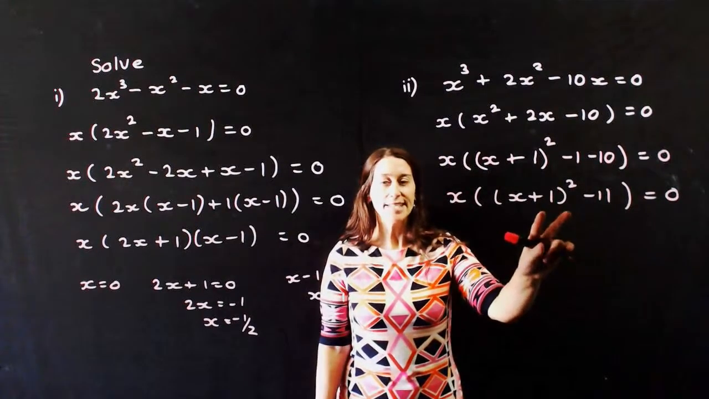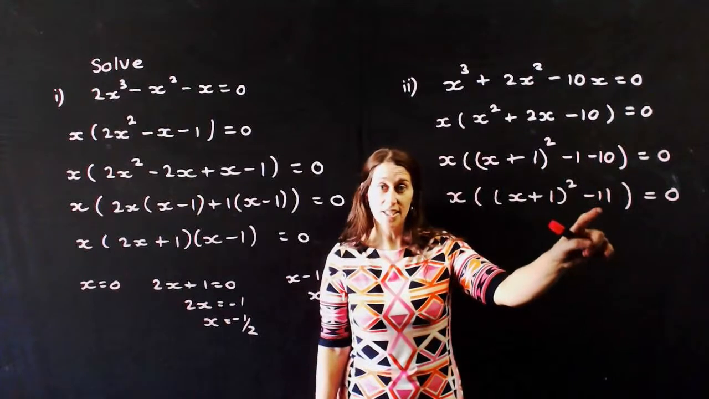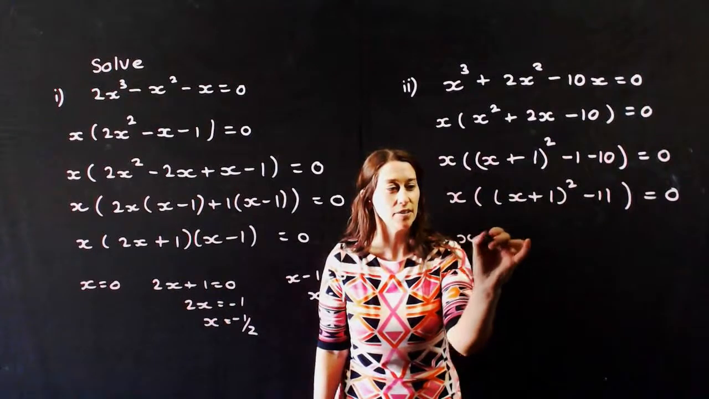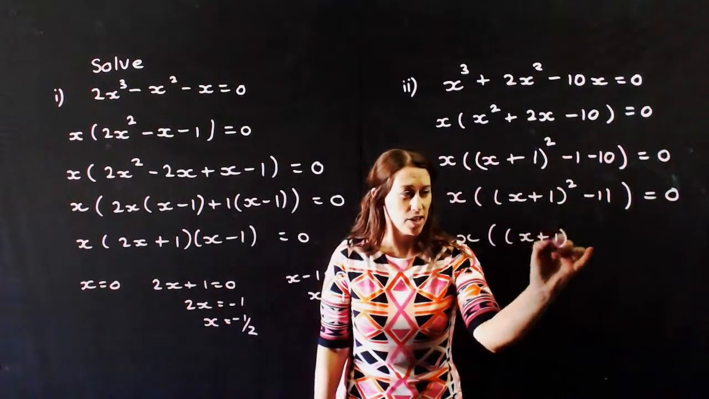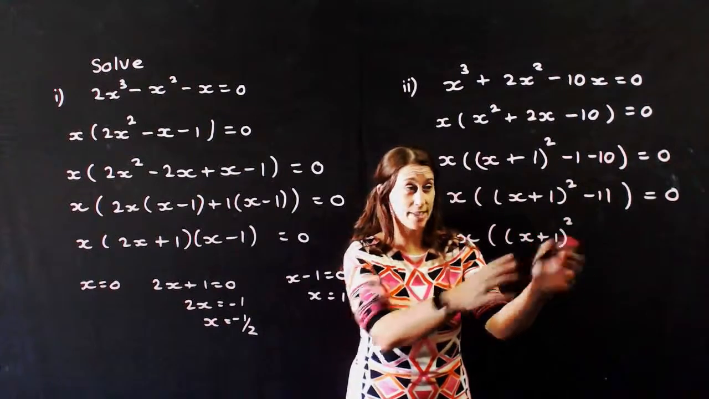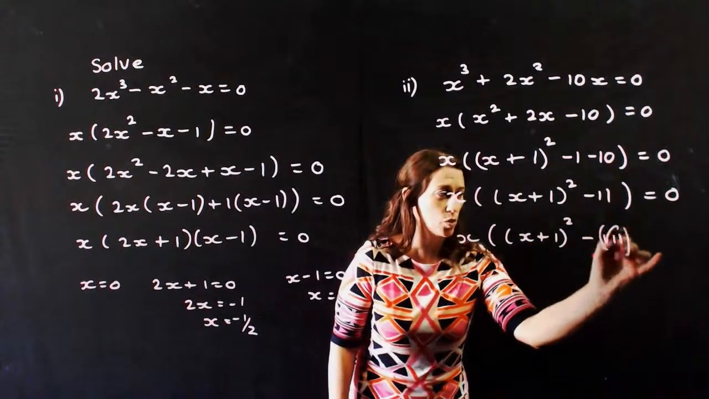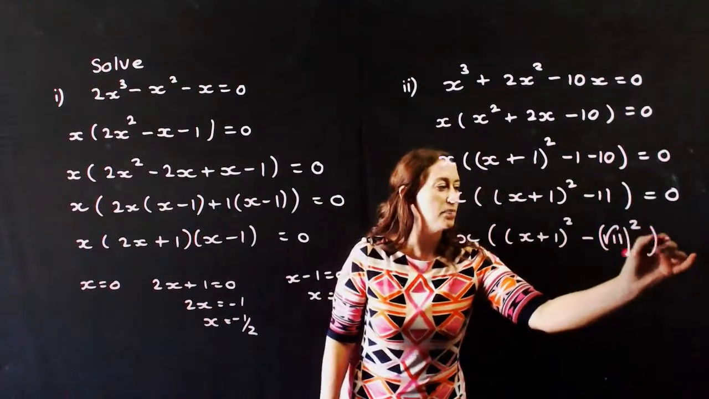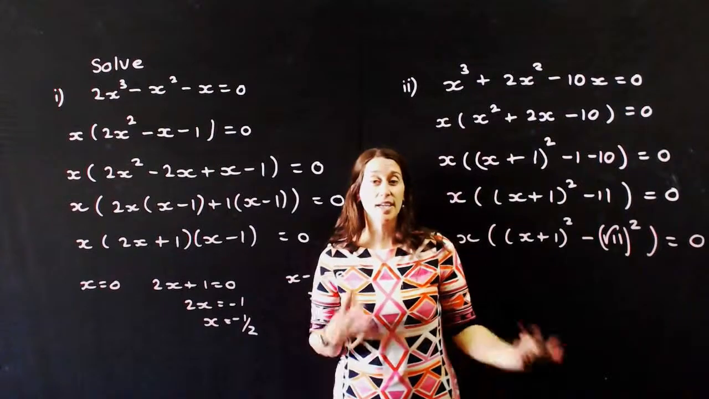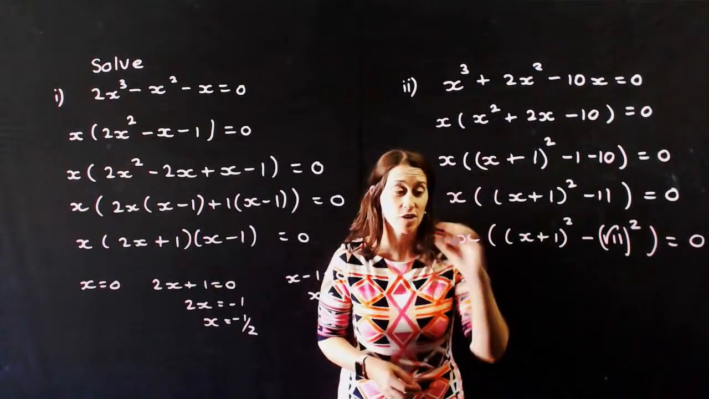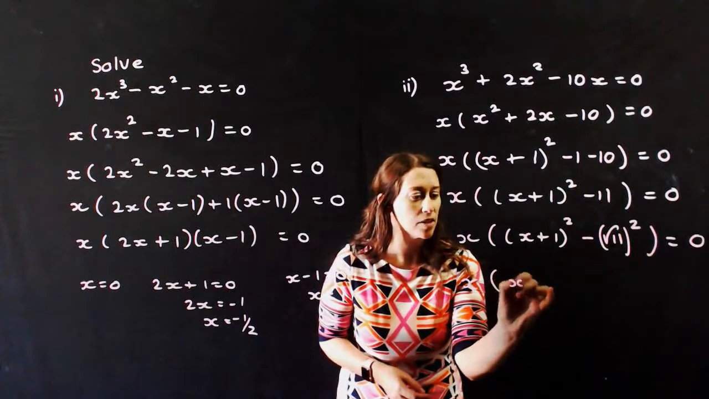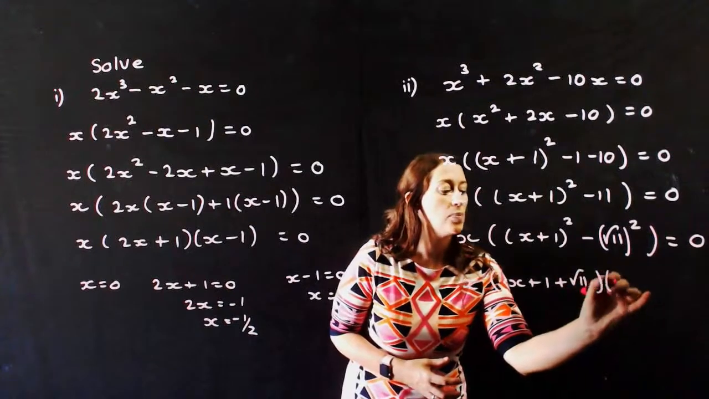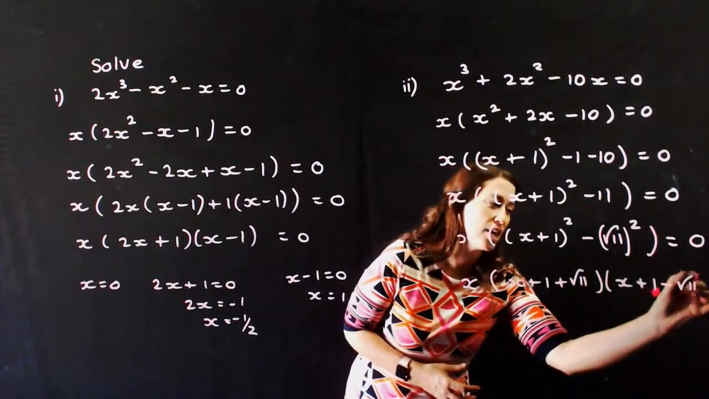I can now use the difference of two squares. If I write this as a square, which would be minus root 11 squared. So let's do that. X plus 1, so there's my difference of two squares, that would be my a squared, minus root 11 squared, which of course is minus 11, really. And that's my second term, so that's my b squared. Now I can write that as the difference of two squares, so it's in factorised form. So I get x plus 1 plus root 11 multiplied by x plus 1 minus root 11 equals 0.